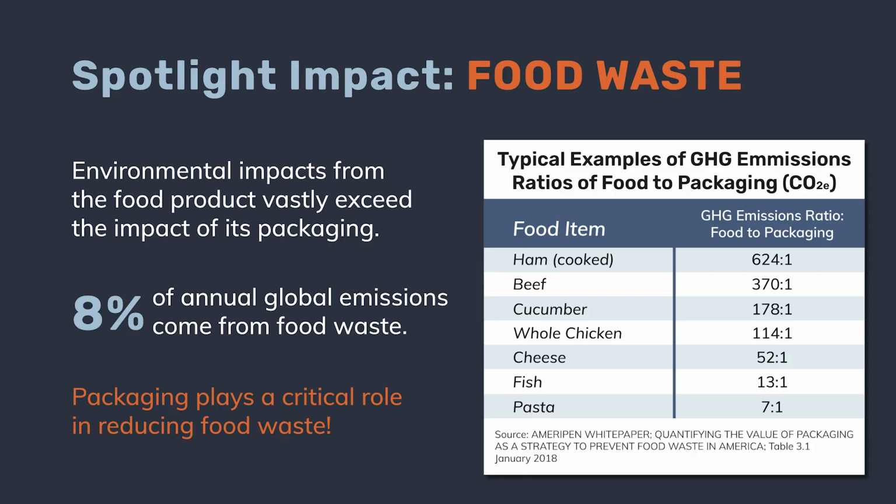Nearly 1/3 of the food we grow globally goes to waste. Food waste accounts for about 8% of annual global greenhouse gas emissions. The environmental impact of food often vastly exceeds the impact of the packaging, as evidenced in this chart from Ameripen. For example, one serving of ham contains 624 times more embodied greenhouse gas emissions than its packaging. Packaging is critical in preventing food waste by preserving and protecting food from field to table.